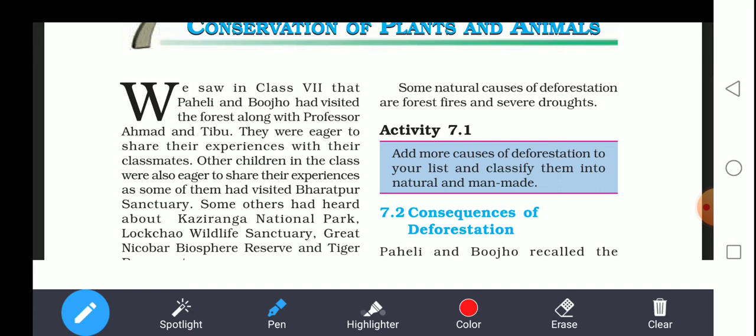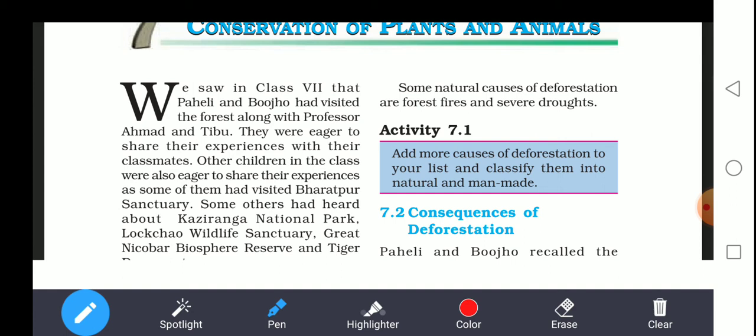Scarcity of food means famine. Drought means there is no water. You will not find a drop of water to drink. These are the natural calamities which will cause deforestation. Or man-made calamities, that means man-made deforestation. Men will clear the land for this purpose.